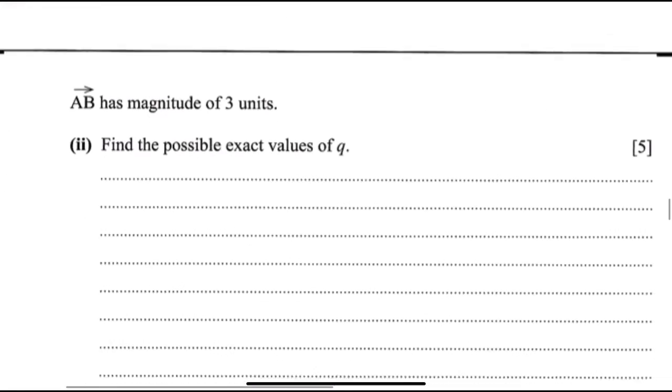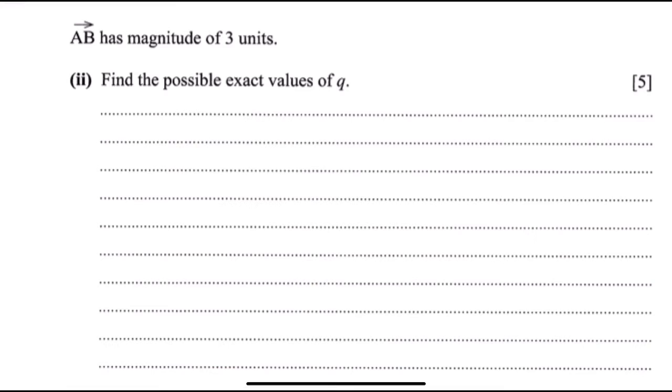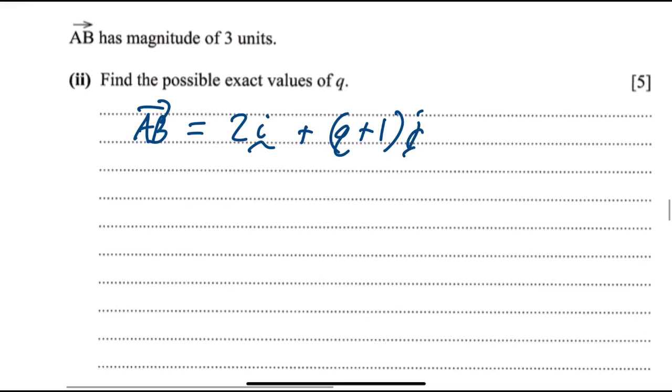Next thing says, I missed it, there we are. It says AB has a magnitude of 3 units. So let's just write down what we had got from earlier on. We had found out that AB was equal to 2i plus (q plus 1)j. That's what we have. And we now know this thing has a magnitude, a size, a length of 3 units.